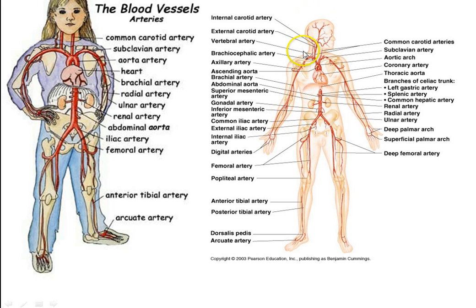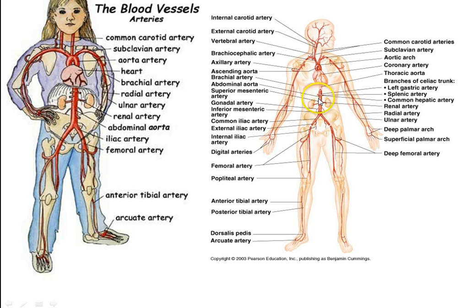So we've done the head, we've done the arm. There's a podcast that goes through those so you can practice pronouncing the words and spelling them. Now what's going to happen is the aorta is going to come down through the abdominal area, and we're going to get branches off that aorta.